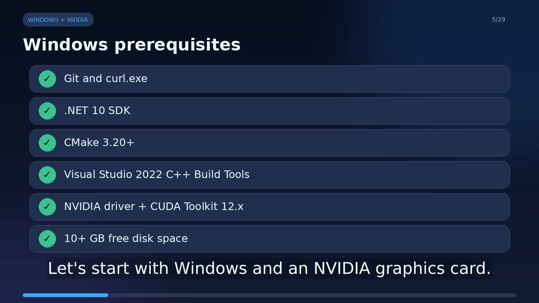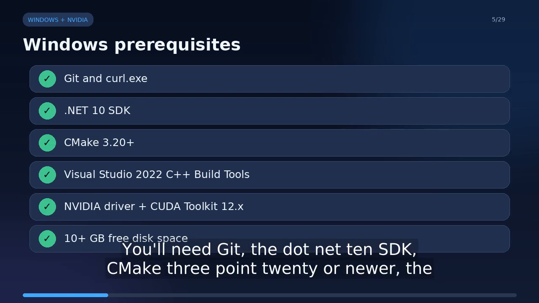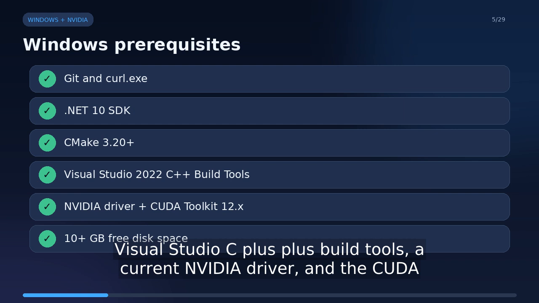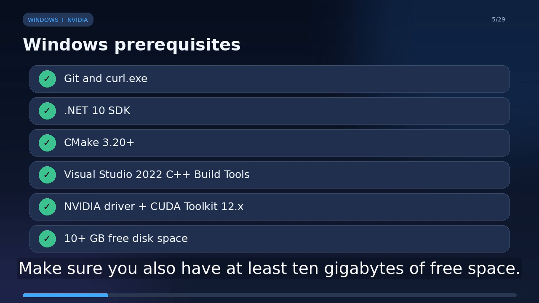Let's start with Windows and an NVIDIA graphics card. You'll need Git, the .NET 10 SDK, CMake 3.20 or newer, the Visual Studio C++ build tools, a current NVIDIA driver, and the CUDA 12 toolkit. Make sure you also have at least 10 GB of free space.